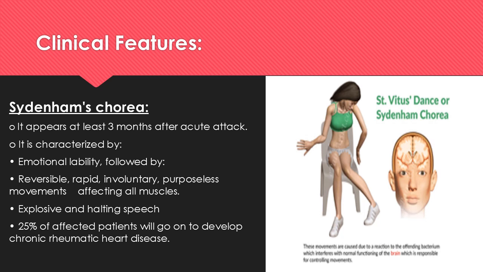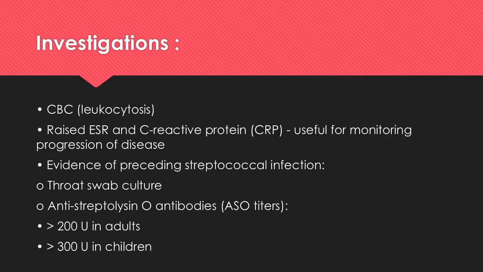Sydenham chorea is the late manifestation of acute rheumatic fever. It is also known as St. Vitus dance. It appears at least 3 months after the acute attack and is characterized by emotional lability followed by reversible, rapid, involuntary purposeless movements affecting all the muscles, and explosive and halting speech. 25% of the affected patients will go on to develop chronic rheumatic heart disease, and spontaneous recovery occurs within a few months.